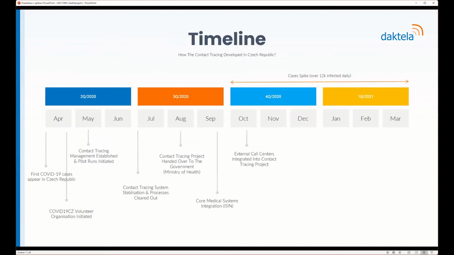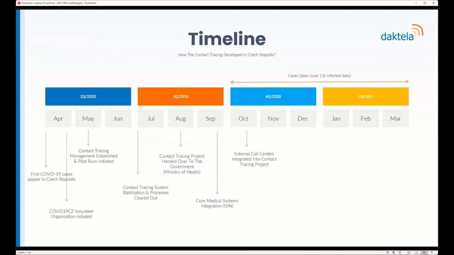So as for the timeline, we've been very active in the second or third quarter of 2020. As I said, we've had the first COVID cases in spring 2020. The volunteer organization COVID-19 CZ was initiated pretty much immediately, in about 2-3 weeks. And the first pilot for contact tracing was run in about May.